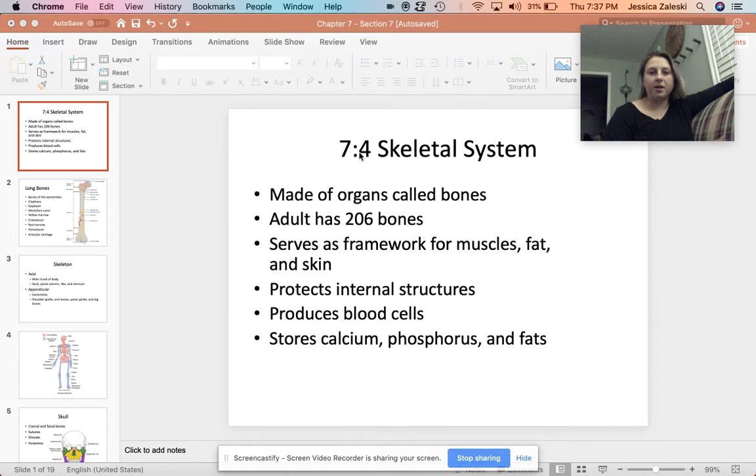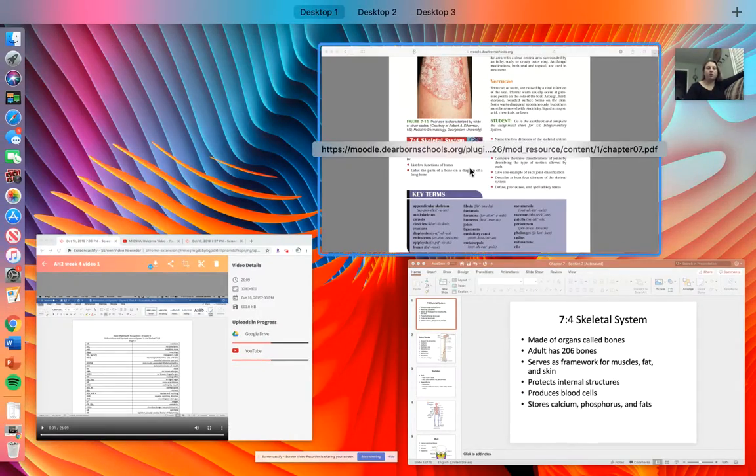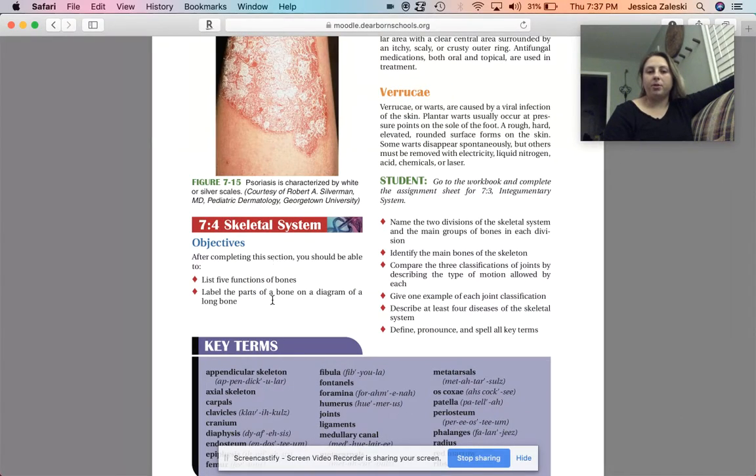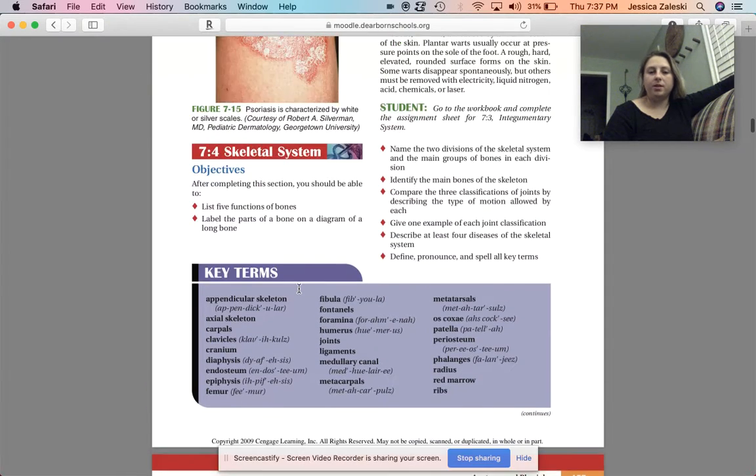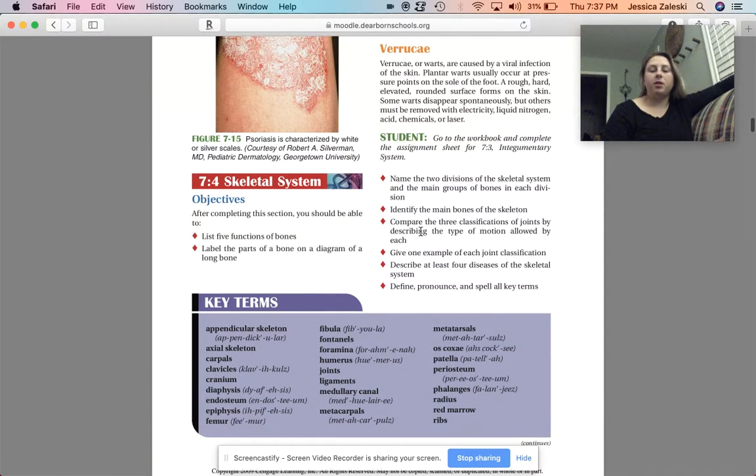So we're going to pick up with 7.4 on the skeletal system. I kind of want to go back to the actual chapter. So you have the book. This is page 156 at the bottom. Let's go through some of the objectives that you'll get out of this section of the book.